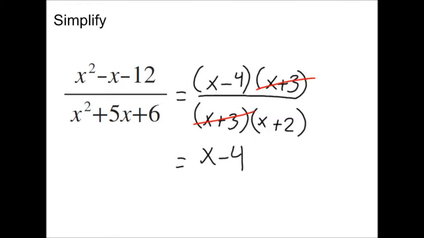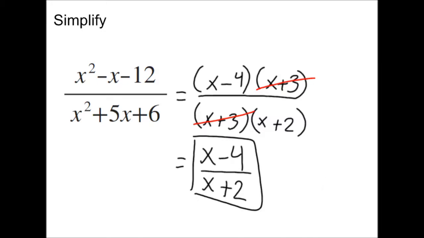X minus 4 over x plus 2. Again, I can't cross out those x's in the front, and I can't do 4 divided by 2 because they're attached to the other piece with the minus sign and the plus sign. So this is as small as we can reduce this fraction.